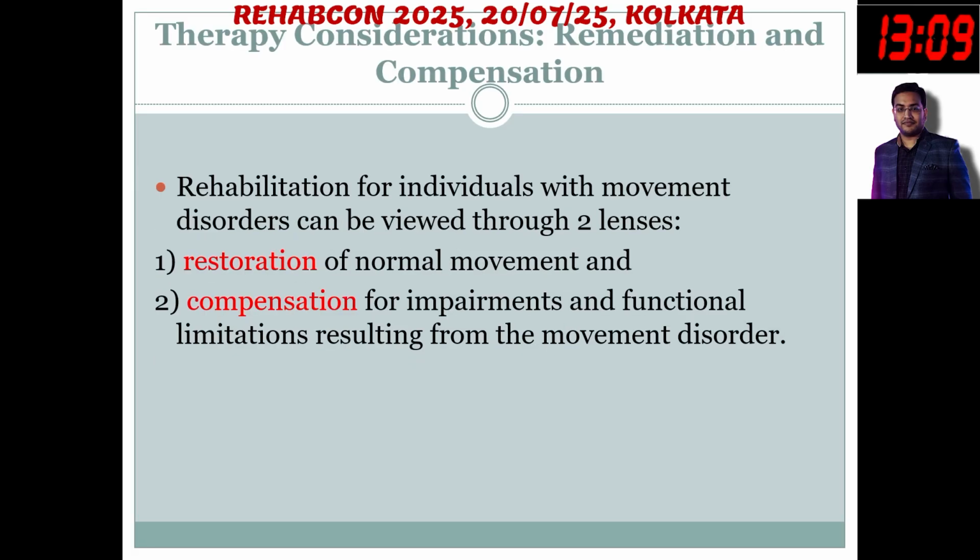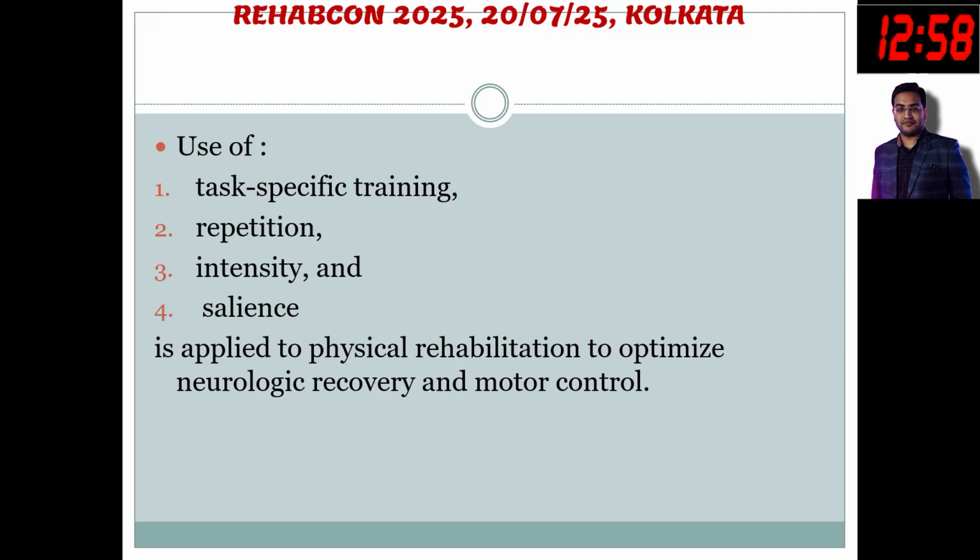Rehabilitation for individuals with movement disorders can be viewed through two lenses: a restoration of the normal movement and a compensation for the impairments and functional limitations resulting from the movement disorder. This involves use of task-specific training, repetition, intensity, and salience, which is applied to physical rehabilitation.